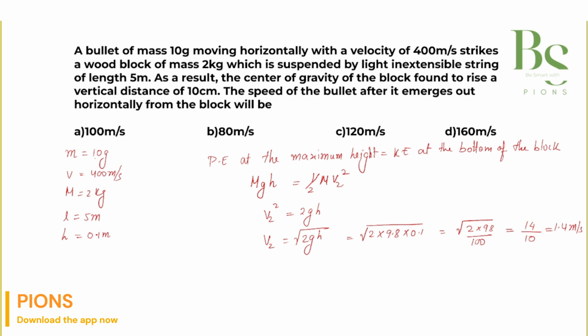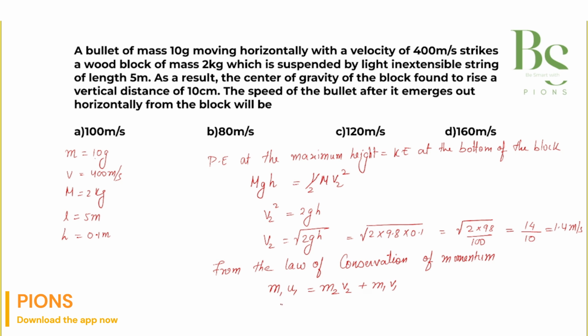Now if we use the law of conservation of momentum, initially the block was at rest, so m1, which is the mass of the bullet, into u1 must be equal to m2, the mass of the block, and its velocity v2, plus m1 v1, the velocity of the bullet. So v1 is what we have to find, the speed of the bullet after it emerges out horizontally from the block. They are asking for v1.